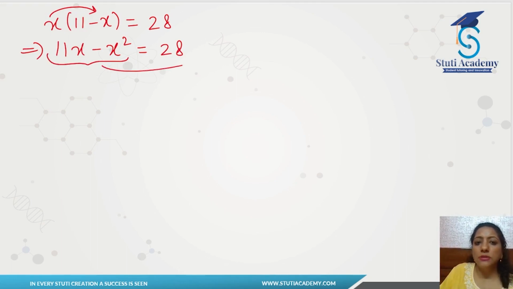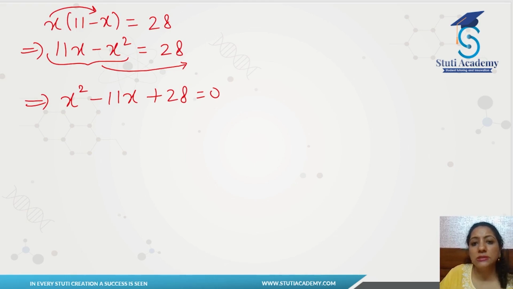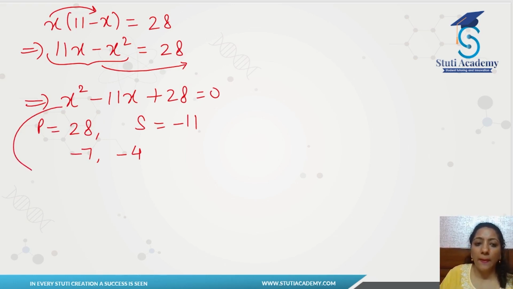Now we can take these terms on the other side and we will get x square minus 11x plus 28 is equal to 0. We've taken these two terms to the other side, that is why the signs have got reversed. Now we want two numbers whose product is 28 and sum is minus 11. If we take minus 7 and minus 4, that is going to give us the sum minus 11, and that is going to give us the product positive 28.